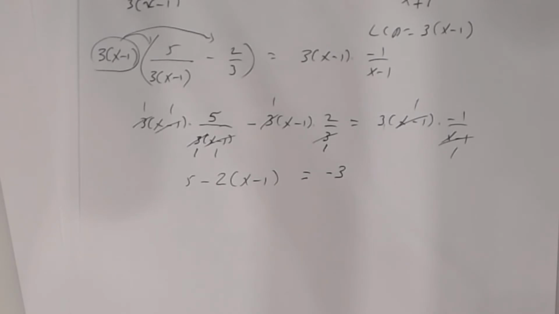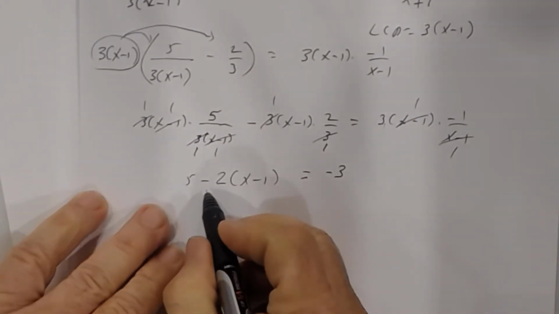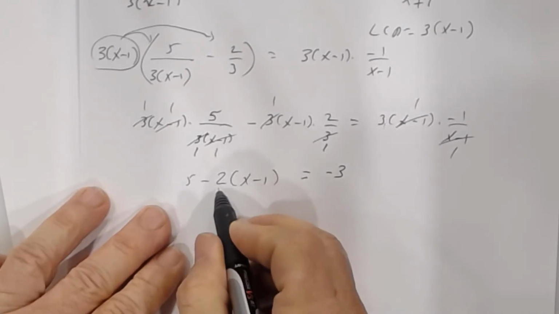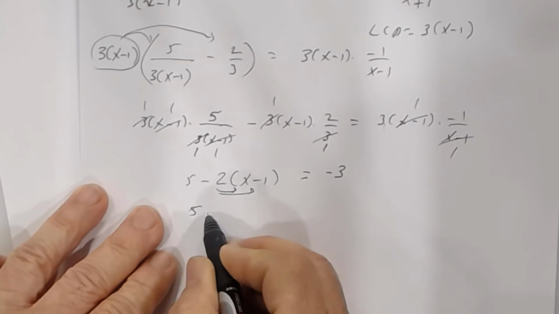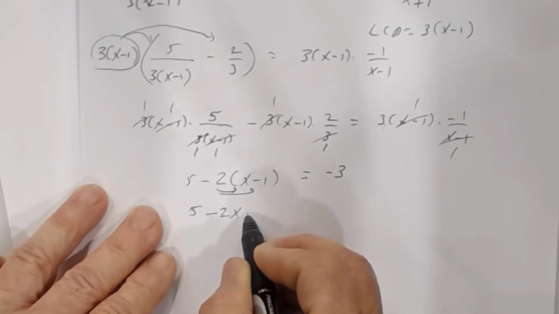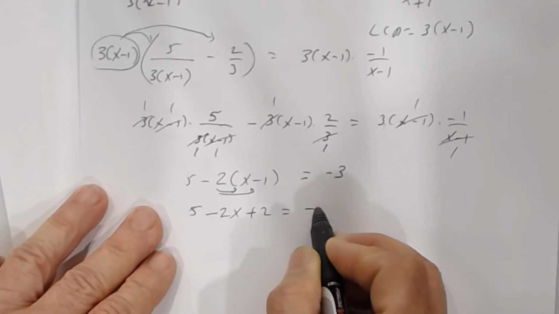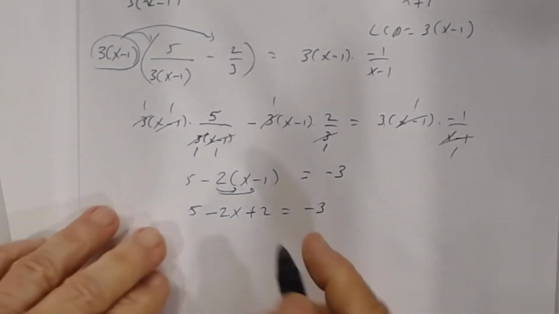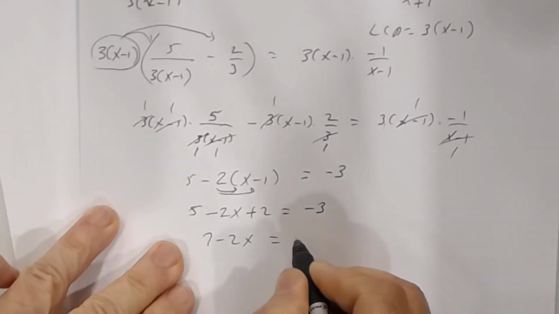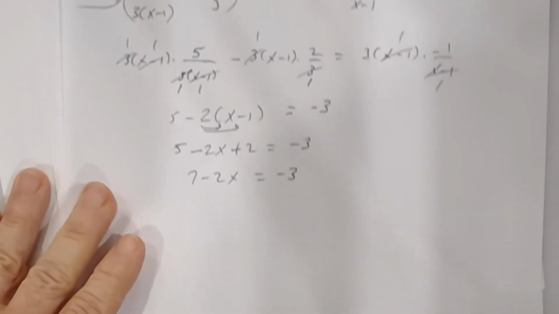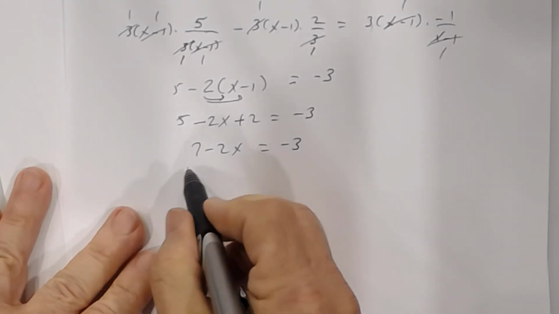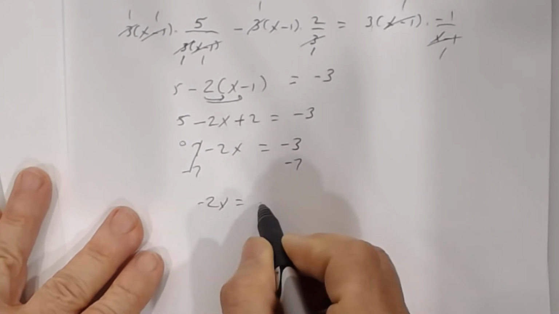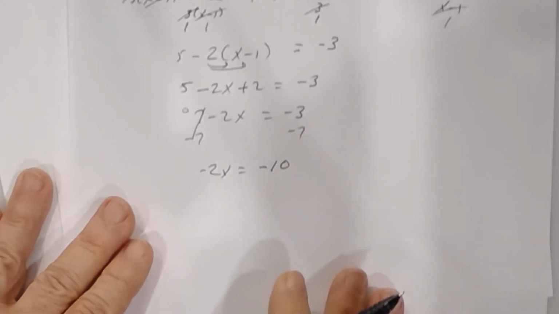Now what's the next step? Distribute the negative 2. Now you're not going to say 5 minus 2 is 3, right? Okay, because remember, order of operations, you multiply before you subtract. So 5 minus 2x, and then what? Plus 2 equals a negative 3. Combine like terms, you get 7 minus 2x equals negative 3. What's the next step? Okay. Combine like terms, I get negative 2x equals negative 10. What's the next step?